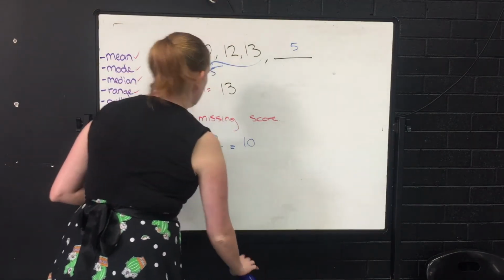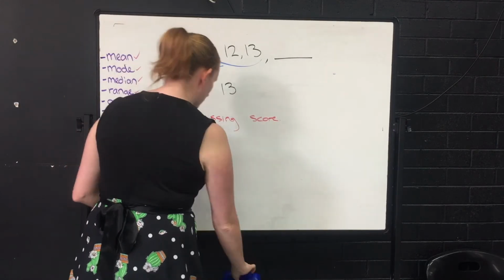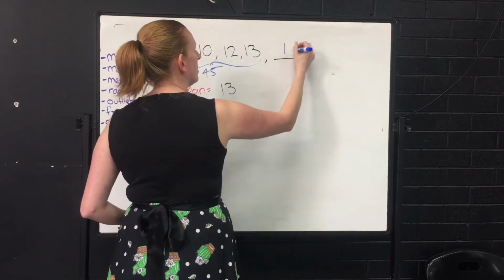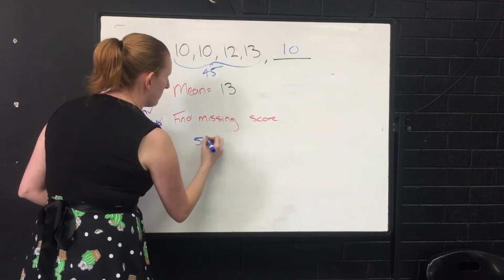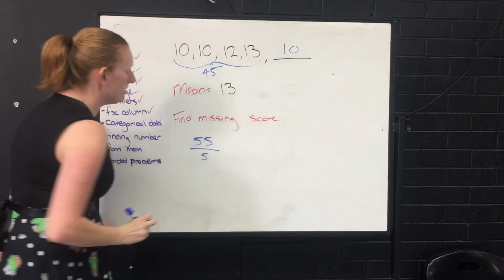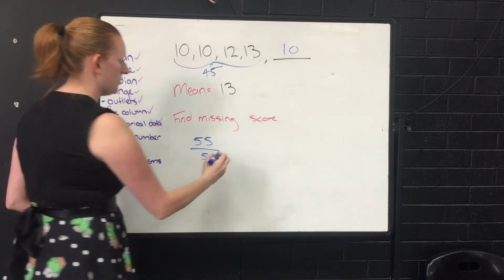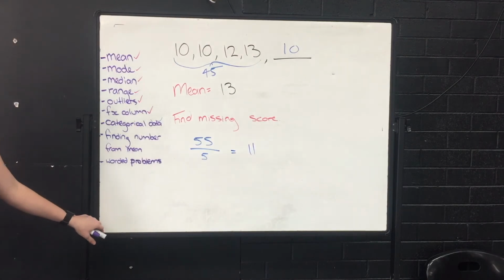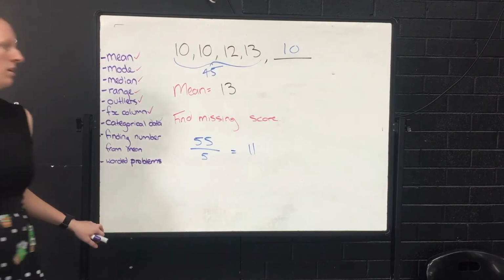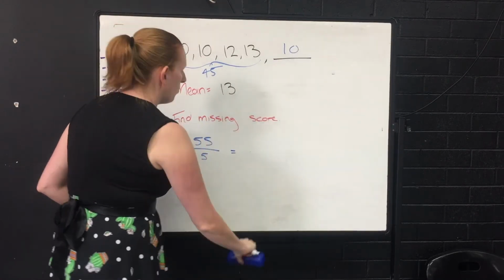You want to try the number 10? Alright, we'll try 10. Otherwise we'll get an uneven number at the end. So 45 plus 10 would give us 55. There's 5 scores. How many 5s go into 55? 11. Alright, so it's not 10. 10 is too small.